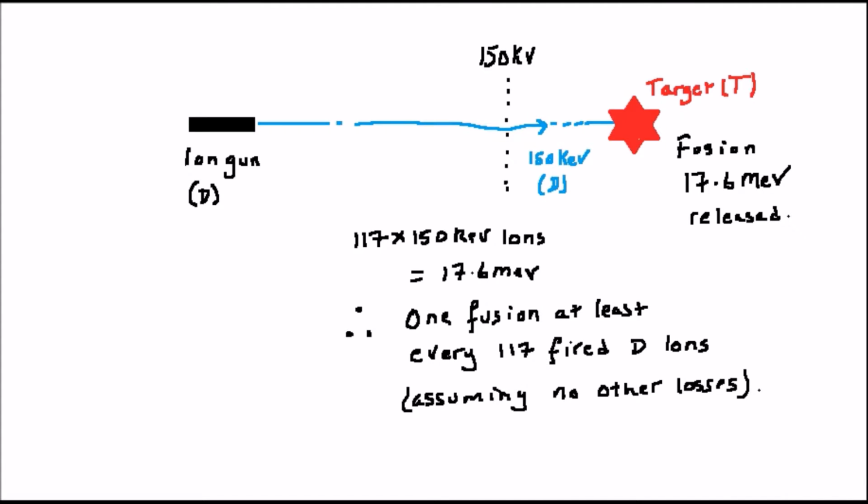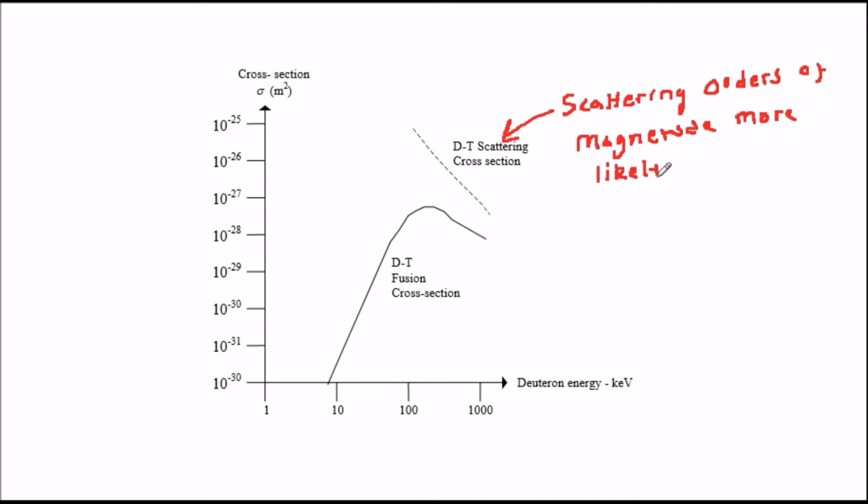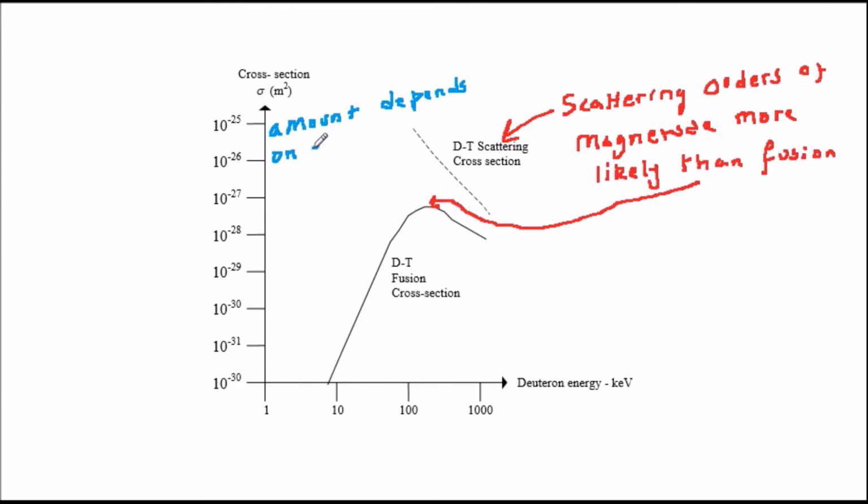However, we've also discovered that scattering is actually orders of magnitude more likely than fusion. Exactly how much depends on which energy we're operating at, but it's anywhere from tens to thousands of times more likely. So a particle is much more likely to be deflected out of a target than to fuse with it. Obviously from this, for a machine to be successful, this scattered energy needs to be recovered in some way.